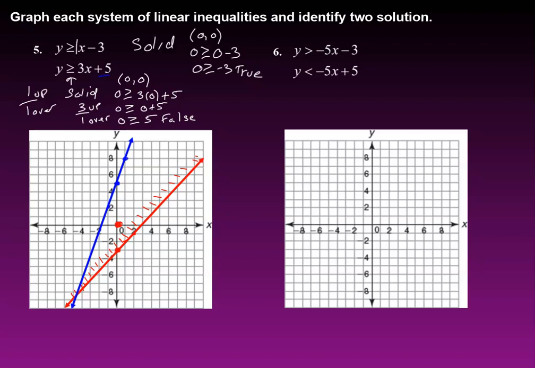And then we're going to shade it away from 0, 0. So again, here's 0, 0, and it was false. So that means we shade the side that doesn't have 0, 0. So I'm going to, again, just do some little marks here. Now the solution to this is the area that has shading from both of them. So the red is shaded in this area, the blue is shaded in this area, so that means that the answer to this system of inequalities is this area here.